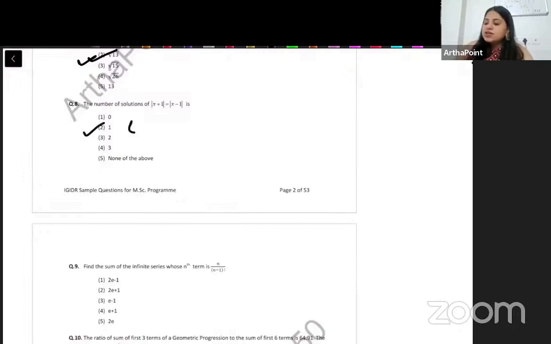And you can just say that this is a modulus linear equation. So the answer should only be 1. In a linear equation I can only get one solution.